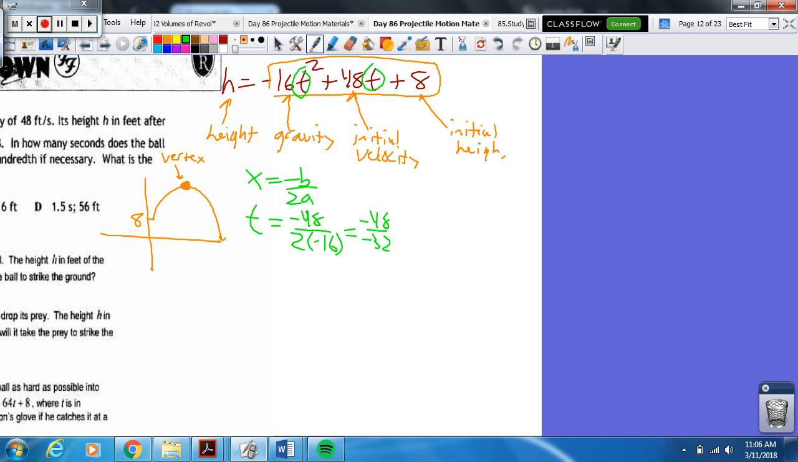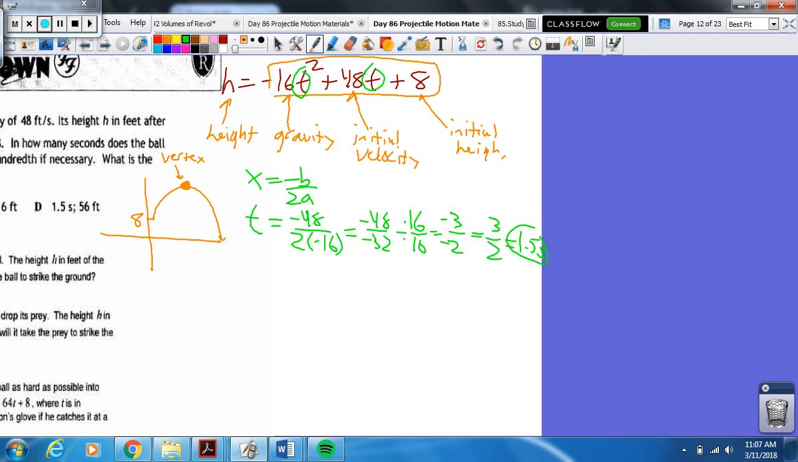What can I divide those by? I think I can divide those by 16. So divide by 16 over 16, and I get negative 3 over negative 2, which is 3 over 2, which is 1.5 seconds. Okay, 1.5 seconds.